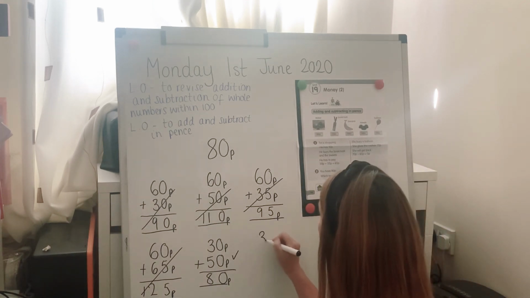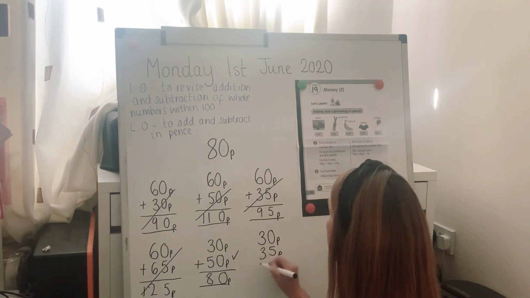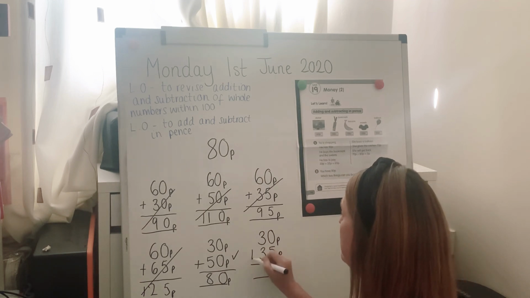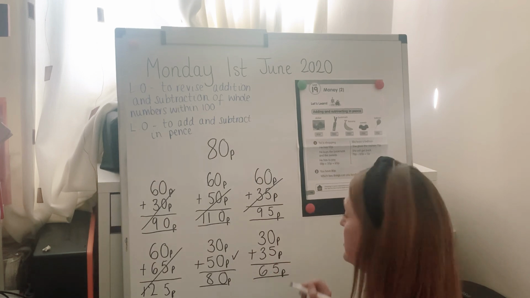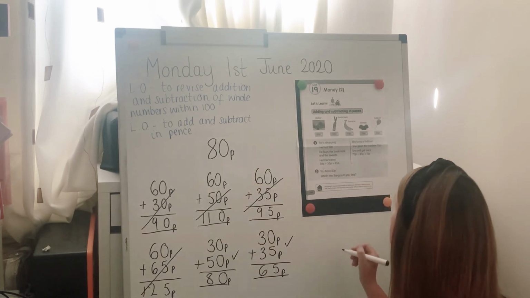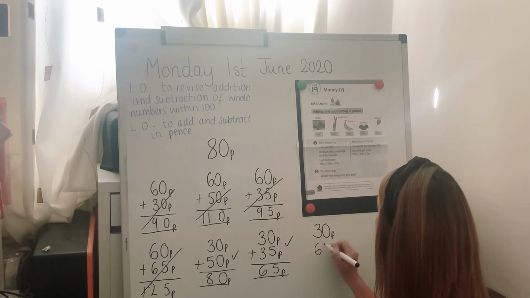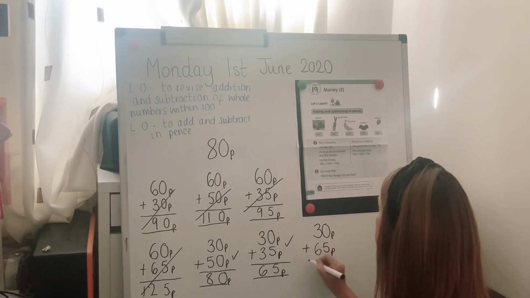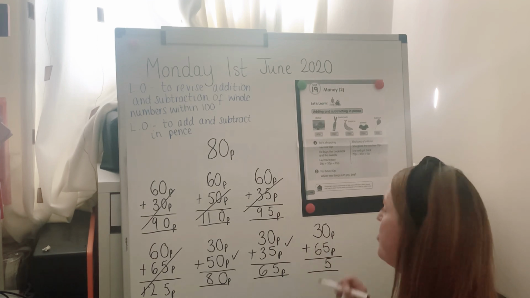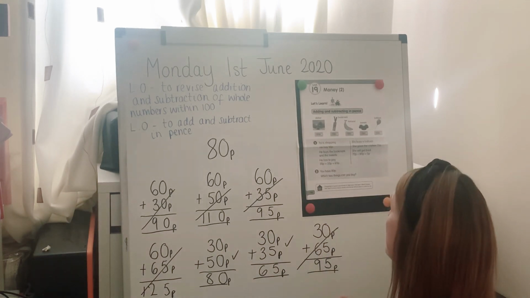What about a bookmark? It's 30p and some sweets that are 35p. 0 add 5 is 5. 3 add 3 is 6. 65p. Yay! I can buy that too. What about a bookmark and a balloon? So 30p for the bookmark, 65p for the balloon. Let's try that one. Let's see if we've got enough. 0 add 5 is 5. 3 add 6 is 9. 95p. Can't buy that one.